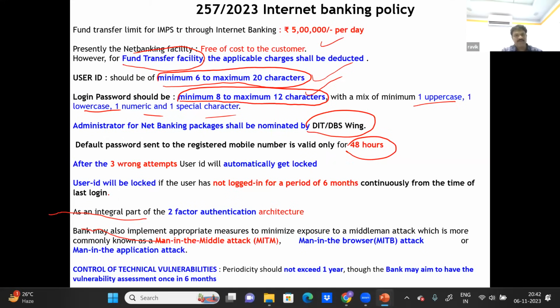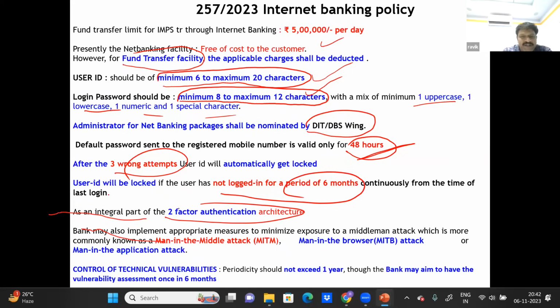So remember, this is only valid for 48 hours. Earlier in one slide we have seen 24 hours. Try to remember this. Okay. 3 wrong attempts, we know it. User ID will be locked if not logged in for 6 months. I told you anything, UPI, anything, 180 days or 6 months. So same answer, 6 months.